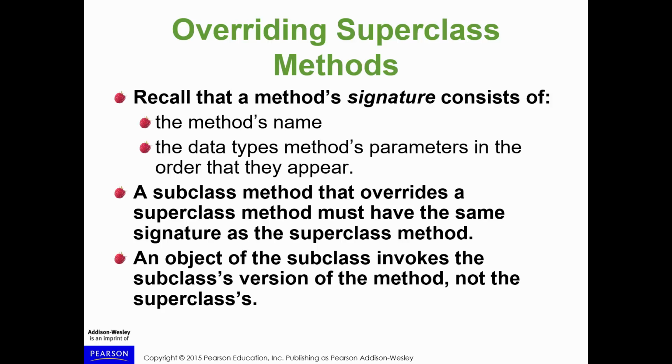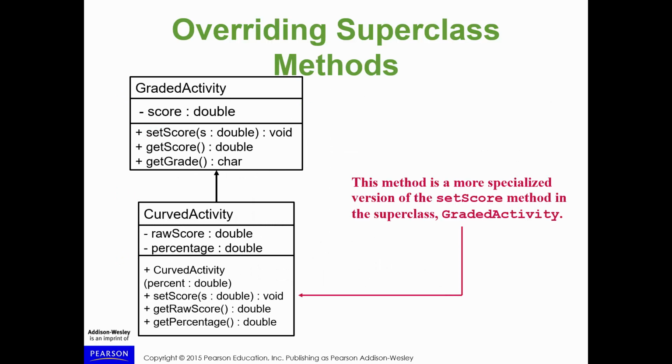We talked about the method signature. As it says, it's the name of the method and the data types that appear inside the parentheses. So a subclass that overrides it must have the same signature. Everything must be the same. So if we decided we were going to override the get score, which wouldn't make much sense, but let's just say we were, down here it would have to have no parameters, and it would have to return a double.